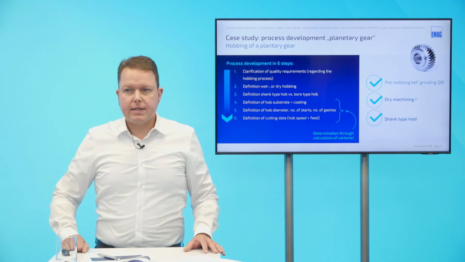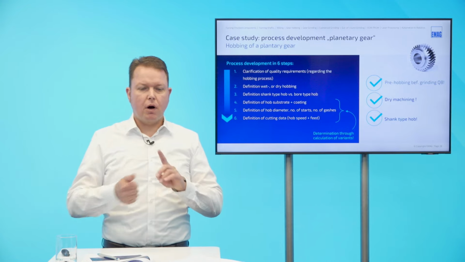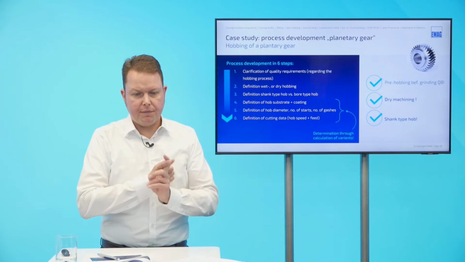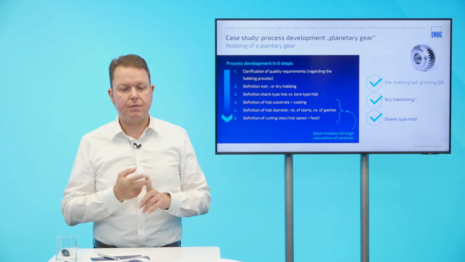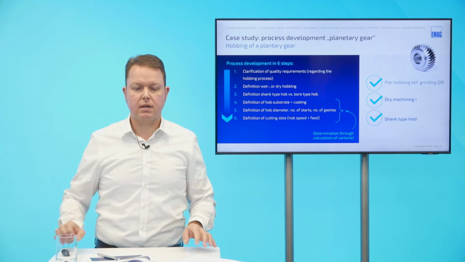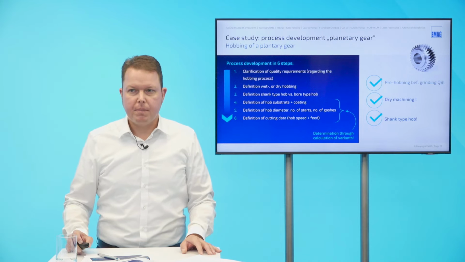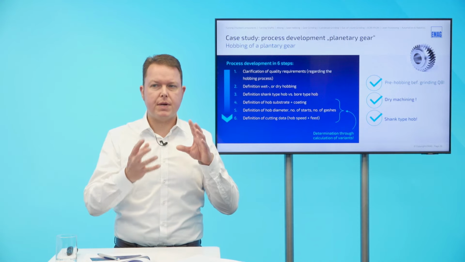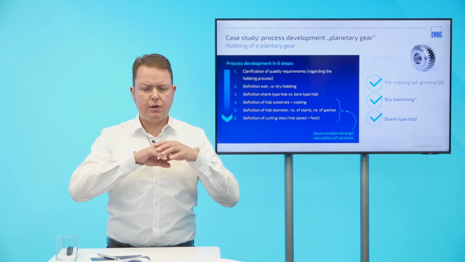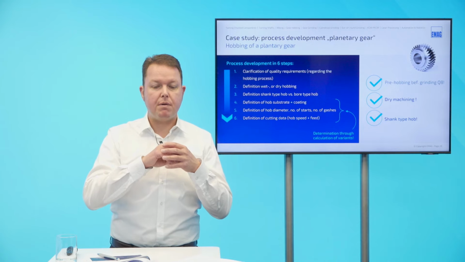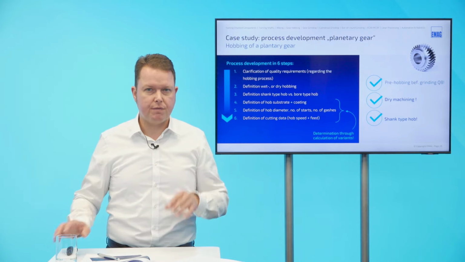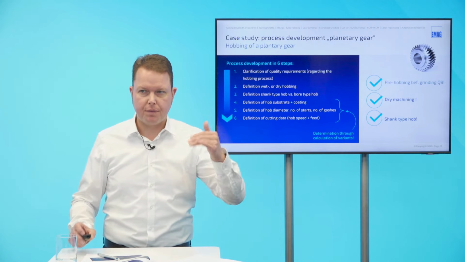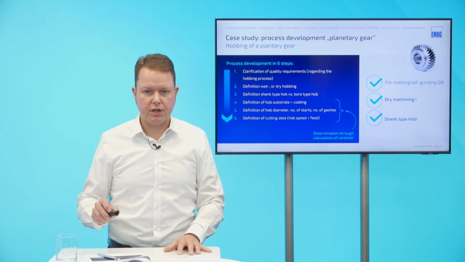So let's come to the next steps. We will have to define the hob substrate and its coating, the definition of the macro geometry of the hob, and we will define the cutting data, that means hob speed and feed. But now it will be difficult to take decisions because there are different variants, and we will make a determination of these parameters by calculation of different variants at the end once we have run through the discussion of each individual point.